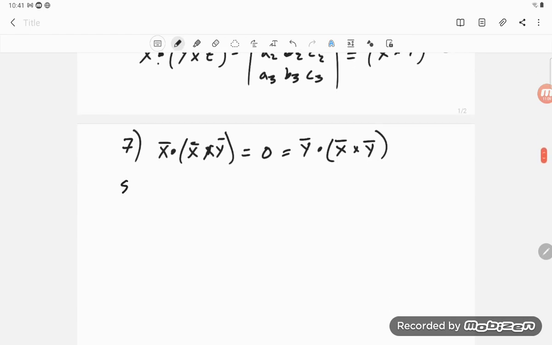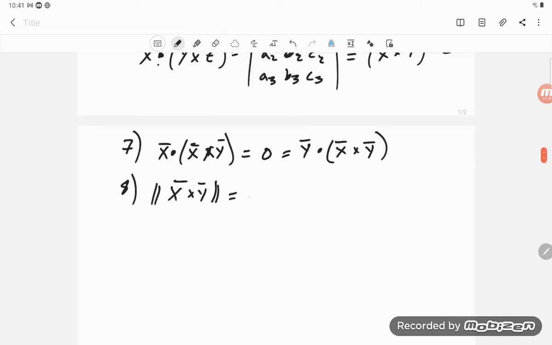8, the magnitude of x cross y is equal to the square root of the magnitude of x squared times the magnitude of y squared, minus x dot y squared.